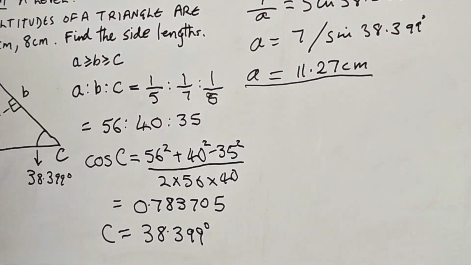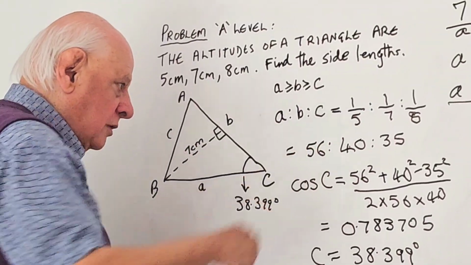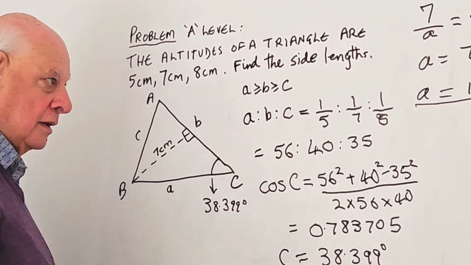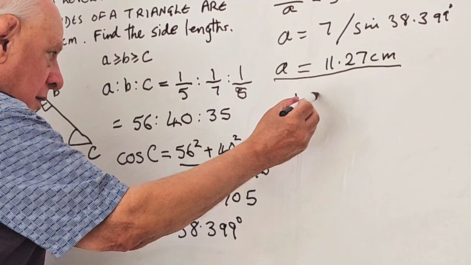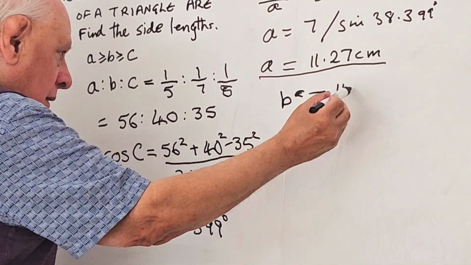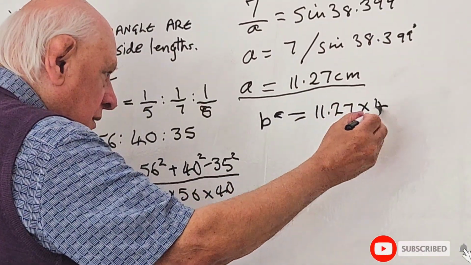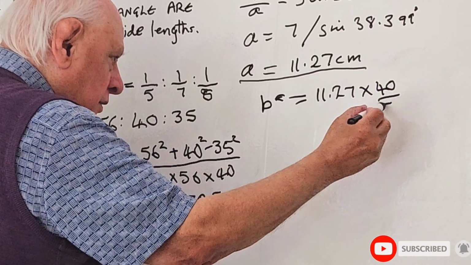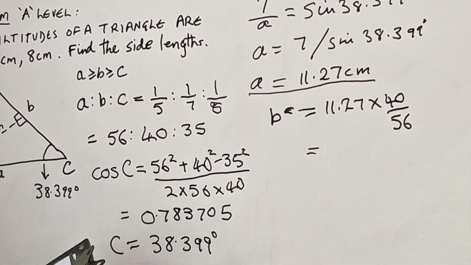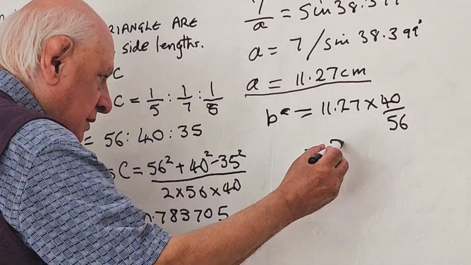To work out the other two, we just notice that B, it's going to be that one there, is 40/56 of A. So B is 11.27 times 40/56. There's no need to cancel that down because we'll use the calculator to give us the answer there. And that gives us B is 8.05 centimeters.